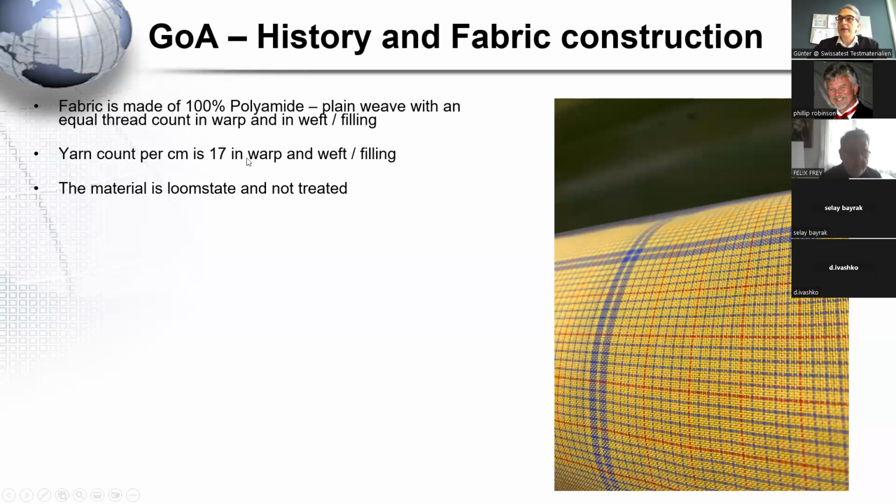The yarn count is 17 threads per centimeter, so in warp and in weft. And the material is loom state and not treated. Loom state means directly from the weaving plant. There is no additional finishing or no additional treatment made on this fabric. So it's directly taken from the loom or from the weaving machine.